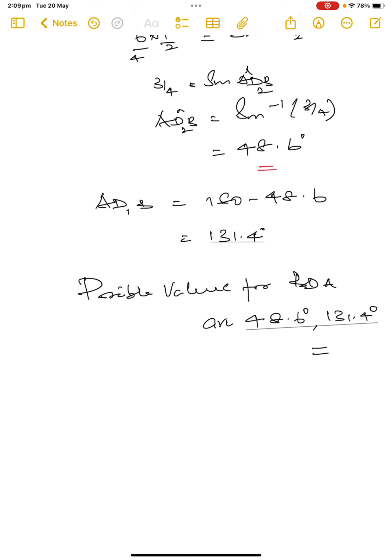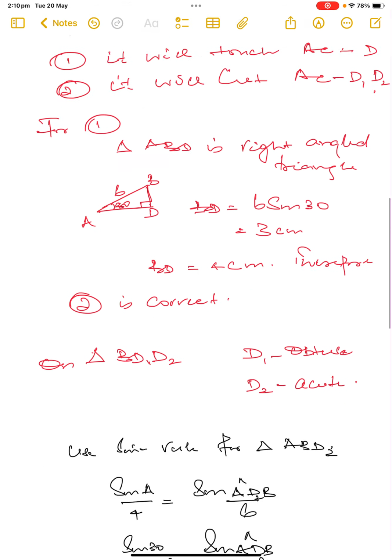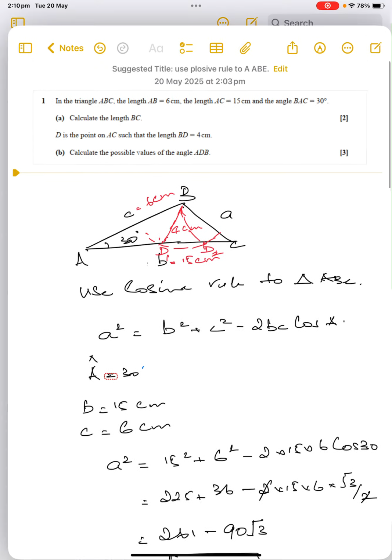So if D happens to be D1, it gives you 131.4. If D happens to be D2, it is 48.6. There are 2 possible values. One is an acute value, the other one is an obtuse value. So possible values for ADB are 48.6 and 131.4. These are the 2 angles they expect as the answer.